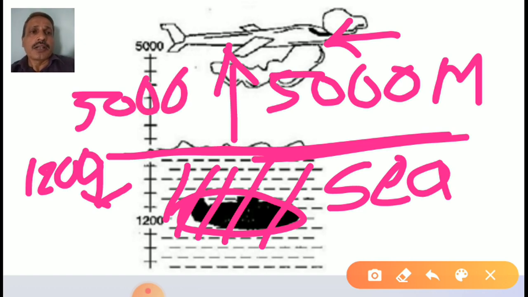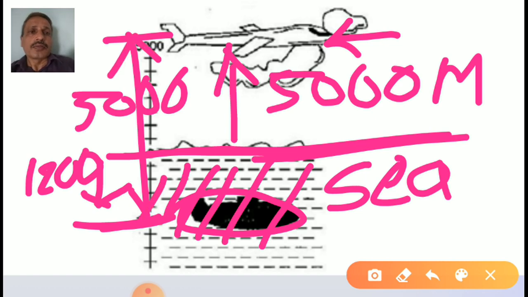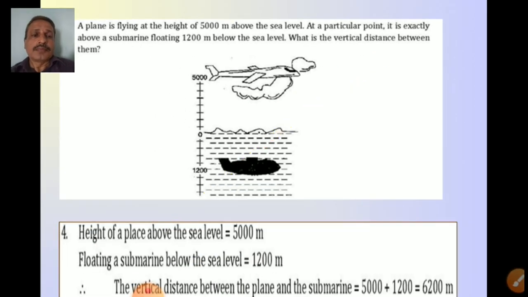What do we have to do, students? From here to here we have to find the total distance. You now have a little idea how to find it. Try to do it yourself. I will give you 2 minutes to find the answer. The total distance between these two. What will you do? Addition, subtraction, or multiplication? Yes, there is one more option also, division. See the answer.